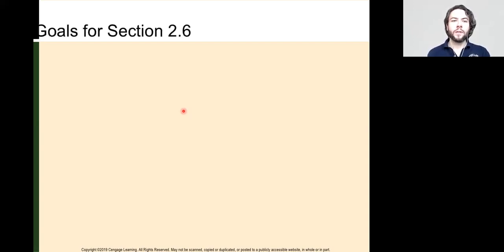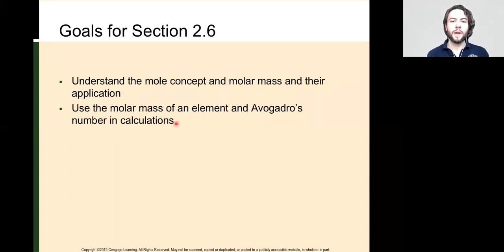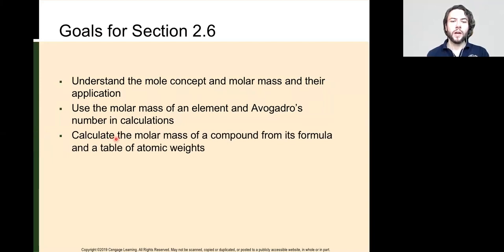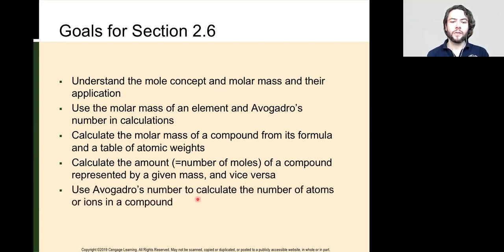So today we're going to start with section 2.6, and we're going to be talking about the concept of the mole and molar mass and their application. On top of that, we're going to be looking at the use of the molar mass of an element and Avogadro's number in calculations. Then we're going to try and use that to calculate the molar mass of a compound from its formula and a table of atomic weights. And then we'll calculate the amount, i.e. the number of moles of a compound represented by a given mass, and vice versa, using Avogadro's number to calculate the number of atoms or ions in a compound.